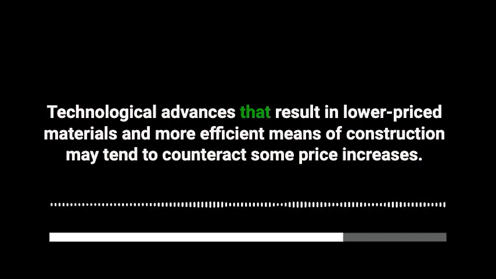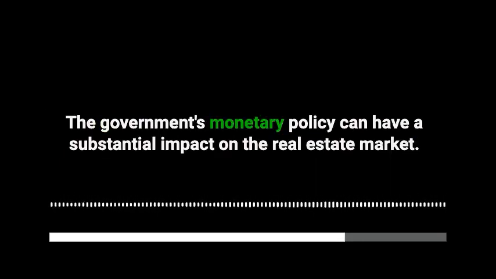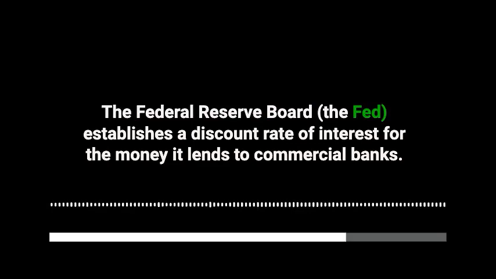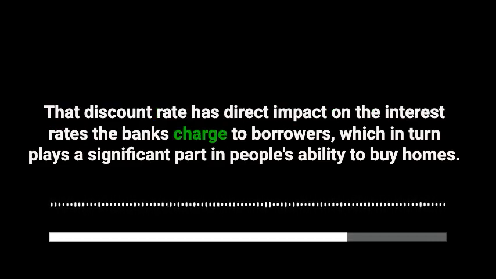Technological advances that result in lower-priced materials and more efficient means of construction may tend to counteract some price increases. Government controls and financial policies. The government's monetary policy can have a substantial impact on the real estate market. The Federal Reserve Board establishes a discount rate of interest for the money it lends to commercial banks. That discount rate has direct impact on the interest rates the banks charge to borrowers, which in turn plays a significant part in people's ability to buy homes.